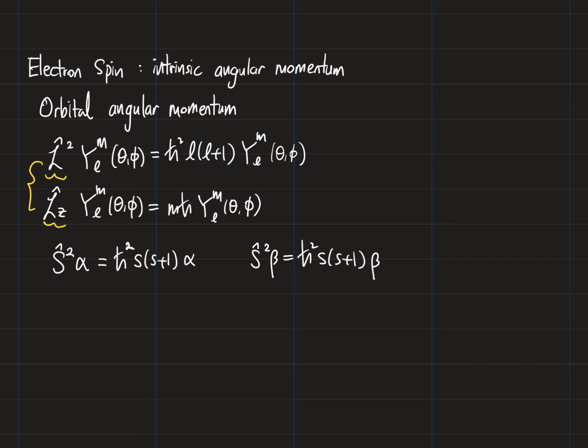And let's take a look at the z component. That will be 1/2 of h bar alpha, and for beta that should be -1/2 h bar beta. So this tells us that the projection of spin on the z-axis is quantized to either plus or minus 1/2 h bar. Right here, here, and here.